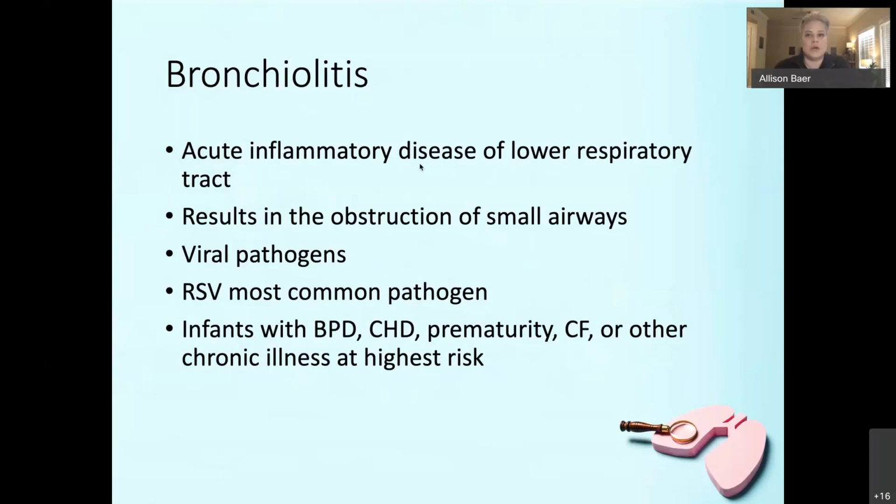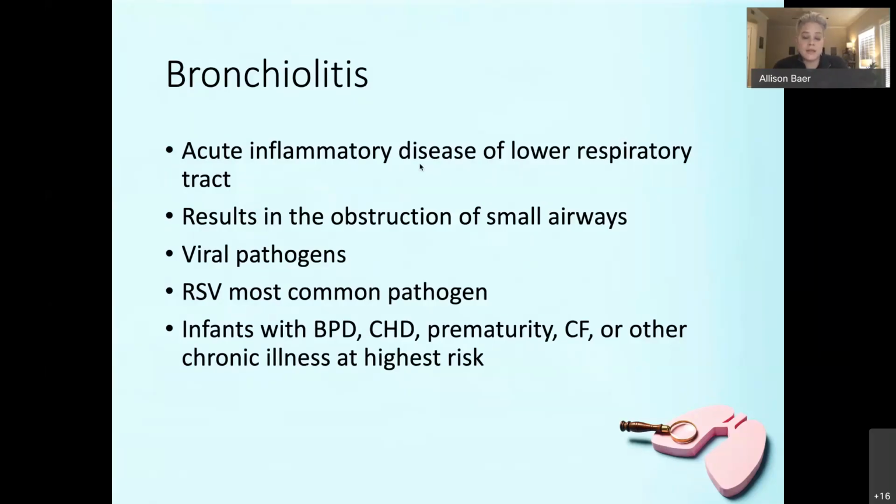So this is the lower respiratory tract, whereas croup and epiglottitis are still in the upper airway. So you're going to have obstruction of those small airways. Again, kids' airways are relatively small, so swelling and secretions are really going to obstruct those little airways. Usually it's a virus. For our babies, especially RSV is what we see a lot of in the winter time, but you can get it from other things, even rhino, flu, anything like that.